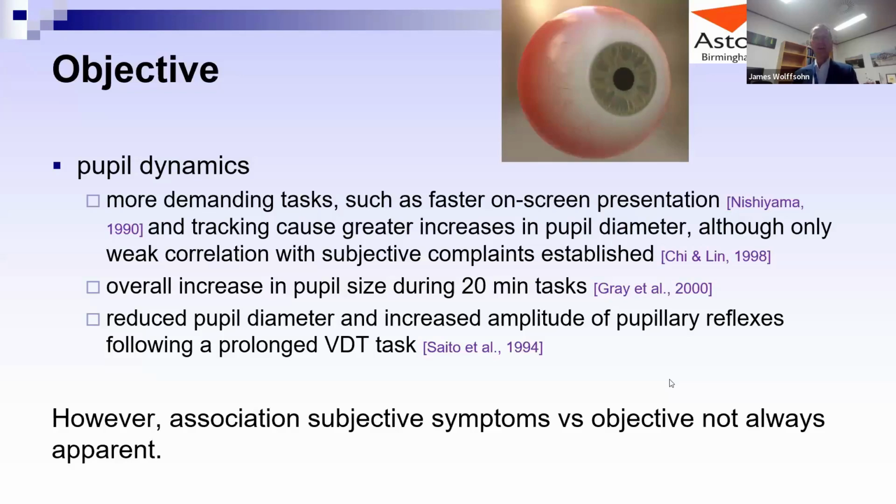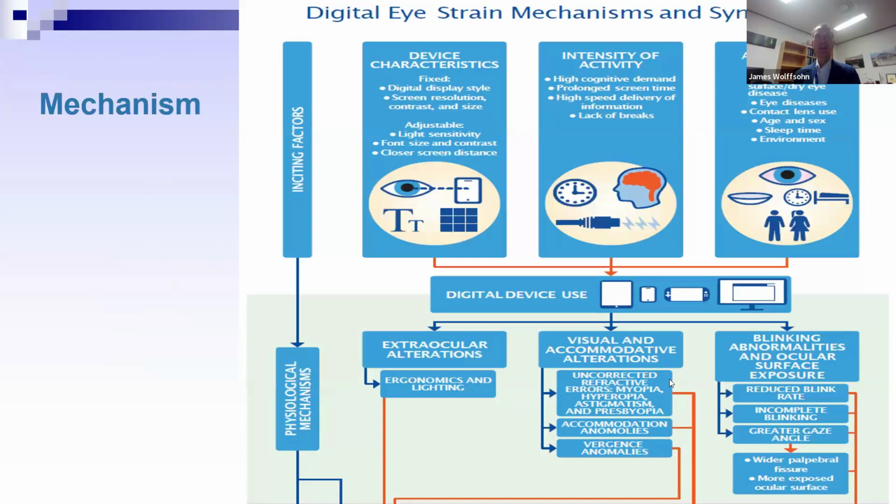So the next part of the paper really looked at the sort of mechanisms involved with digital eye strain. So here is an infographic from that. So there are a whole load of inciting factors. These are some of the ones that we mentioned earlier.